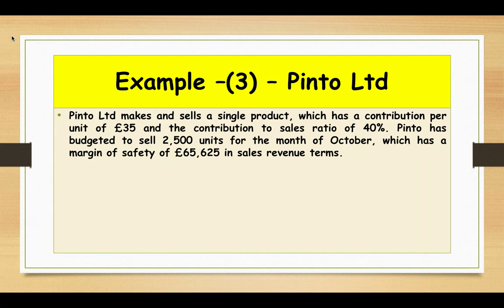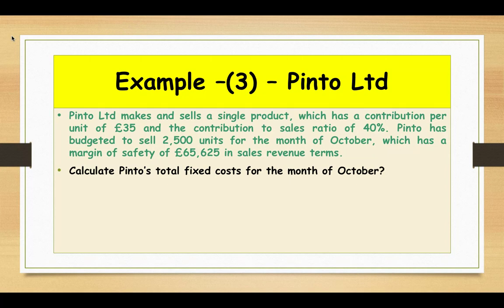Pinto Limited makes and sells a single product which has a contribution per unit of £35 and a contribution to sales ratio of 40%. Pinto has budgeted to sell 2,500 units for the month of October, which has a margin of safety of £65,625 in sales revenue terms. Now the question is, calculate Pinto's total fixed cost for the month of October. So this is a good example of backward calculation.